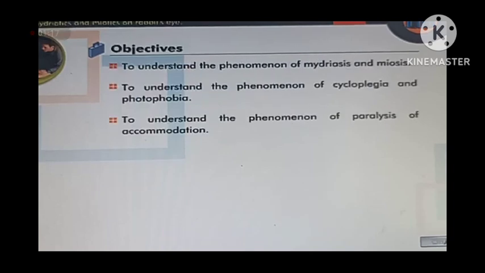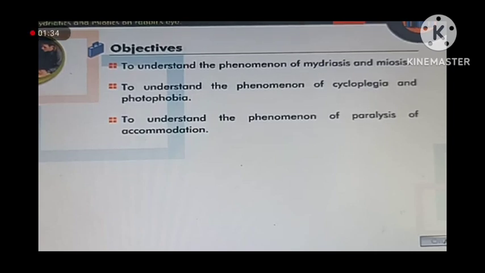Objectives of this experiment are to understand the phenomenon of mydriasis and meiosis, to understand the phenomenon of cycloplegia and photophobia, to understand the phenomenon of paralysis of accommodation.